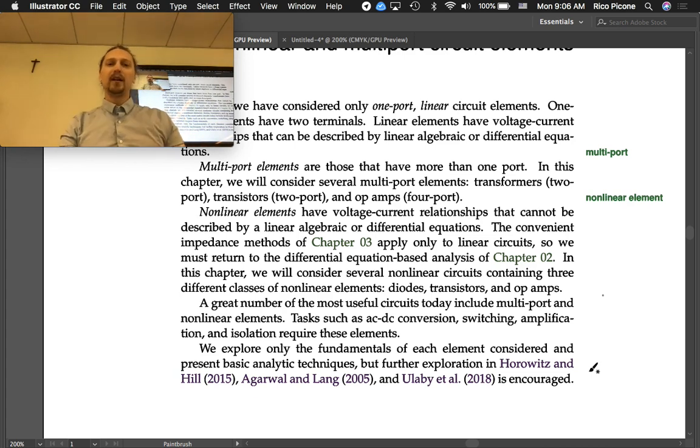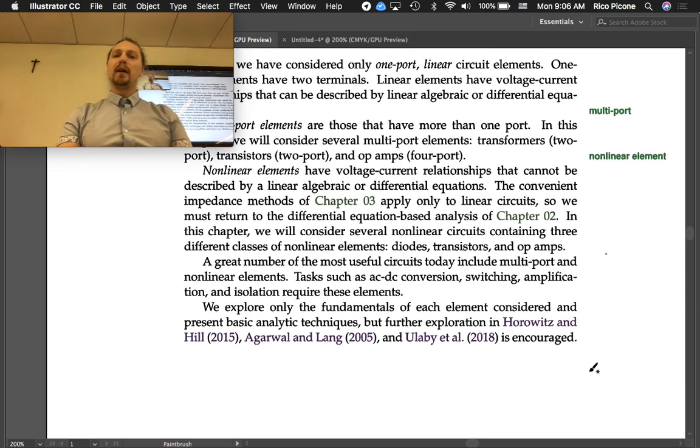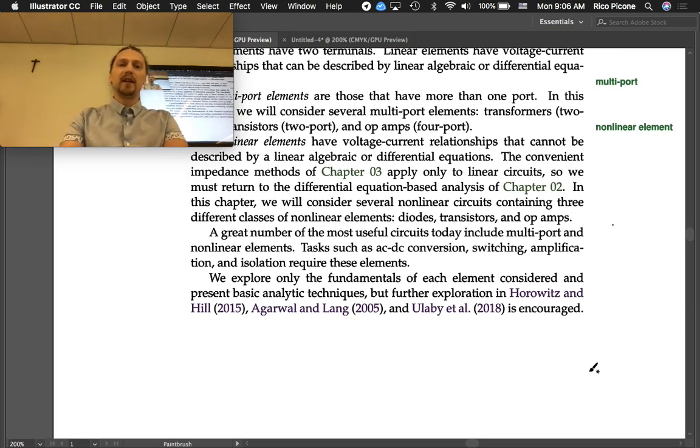So a great number of the most useful circuits today include multiport and nonlinear elements. Tasks such as AC to DC conversion, switching, amplification, and isolation require these elements. We explore only the fundamentals of each element considered and present basic analytic techniques, but further exploration is found in these references. And so I encourage you to explore them further.